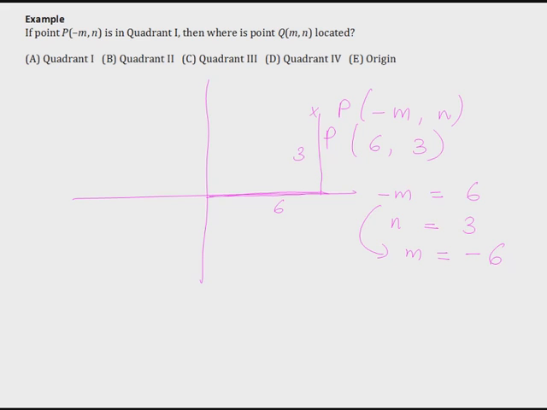A lot of you will now be confused. They'll say, hey, how can m be minus 6 if P is in quadrant 1? Because P's x coordinate is not m, it is minus m. And minus of minus 6 is 6, which is positive. Okay, let's move on to the question. Where does Q m comma n lie? So Q would become m is minus 6, n is 3. So Q is at minus 6 comma 3. Where's that? I go 6 in the negative direction and then 3 in the positive direction. So here's Q at minus 6 comma 3. What quadrant is that? It's quadrant 2. The answer is B.